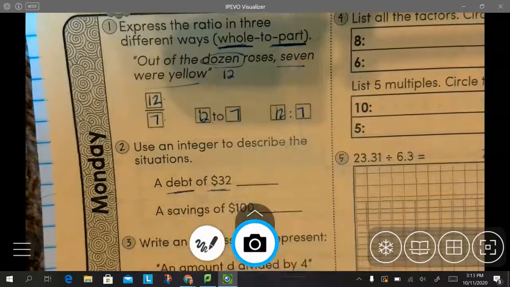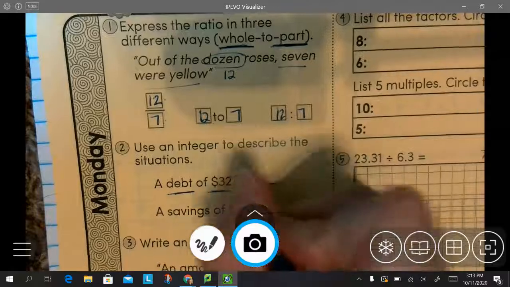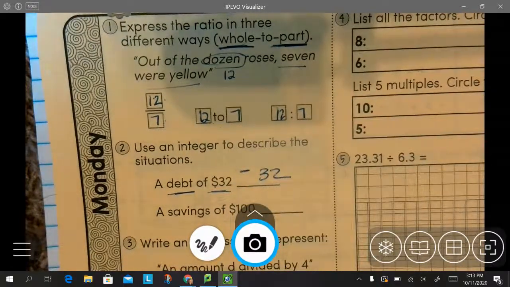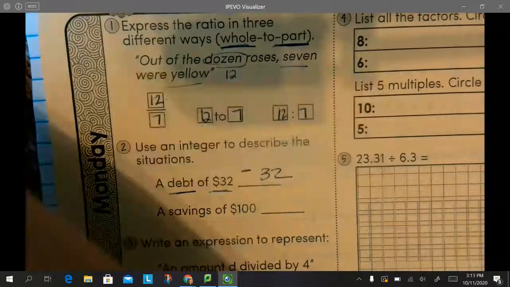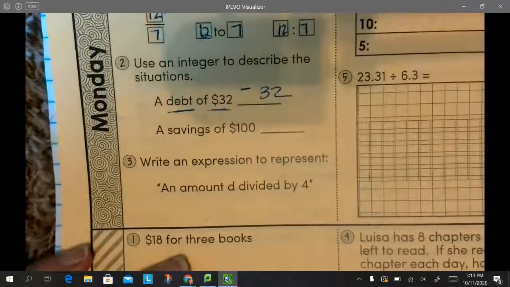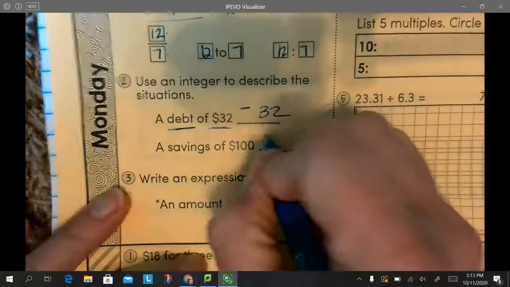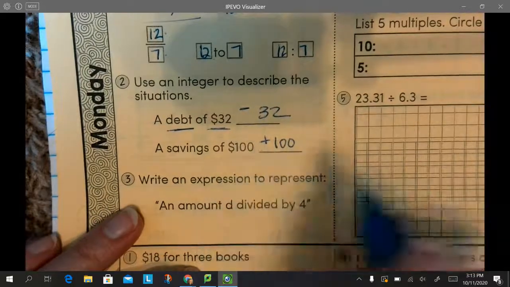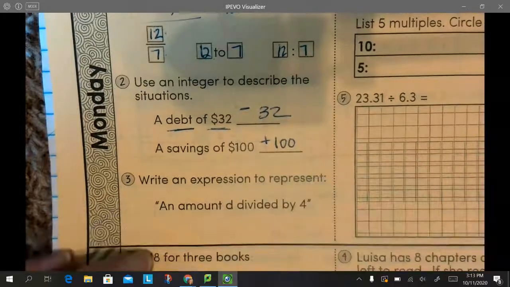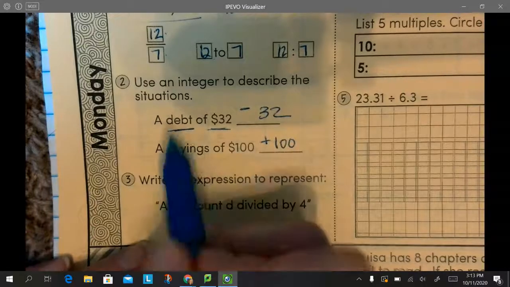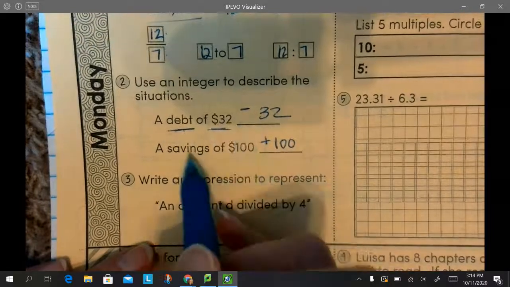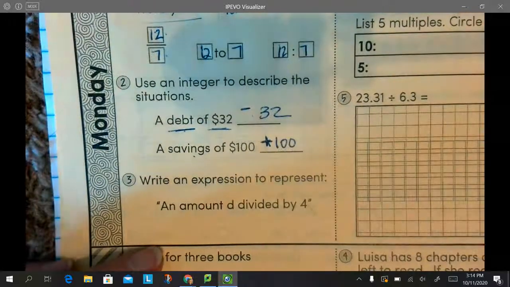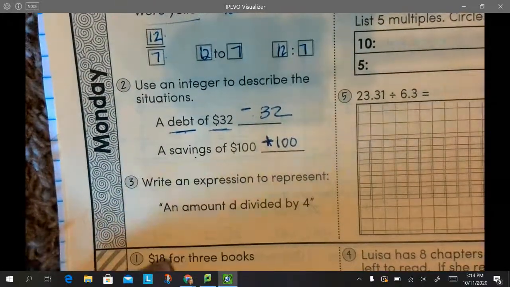All right, next one says use an integer to describe the situations. Debt of $32. So if you owe somebody $32, it's a negative 32. Okay. And if you have a savings of $100, that is a positive. You don't necessarily have to write the positive sign, but I did for you. It's a positive 100. Okay. All right, so think of debt like you owe somebody money, and savings, that's positive. You have savings, you have value in your bank account. You have something in your bank account, okay?